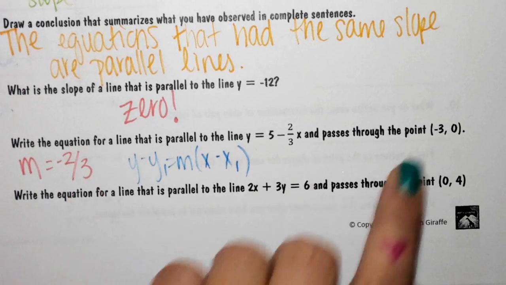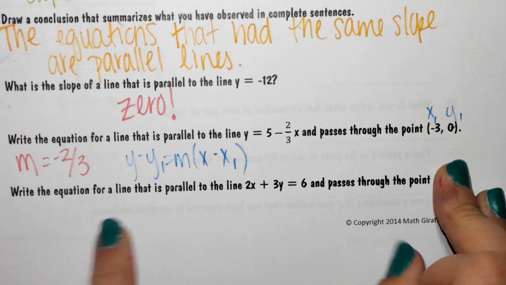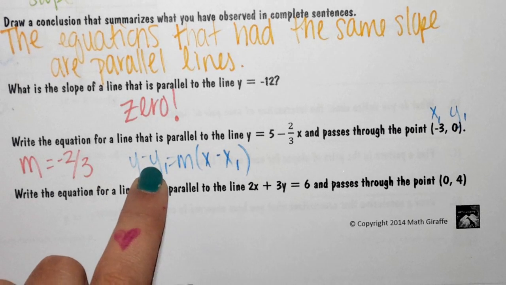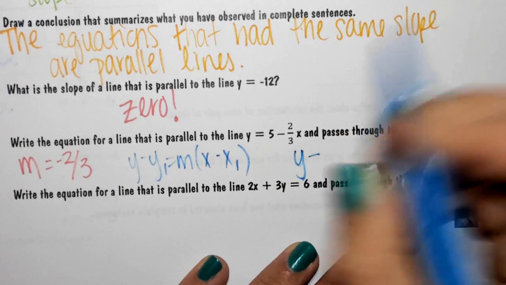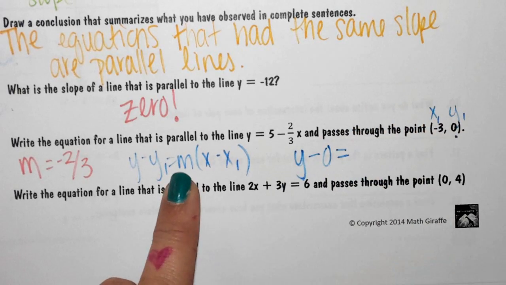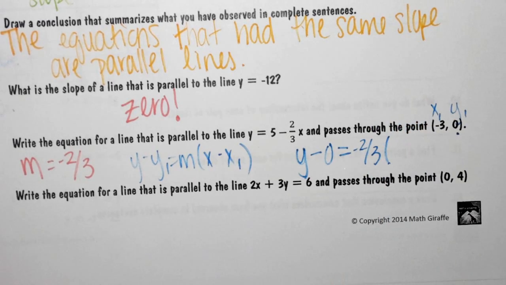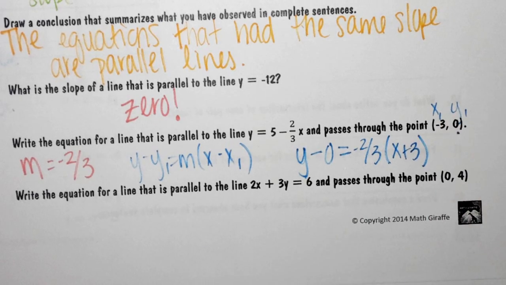Alright, now we have our m and we have our point. This is x1, y1. Correct? So, how am I going to plug this into here? What do I need to write first? Okay, so y minus, what's my y1? 0 equals, what's my m? What did we say our slope was? Negative 2/3 times, what's my x? Plus 3? Why is it plus 3? And you take the opposite. Does everybody remember that?